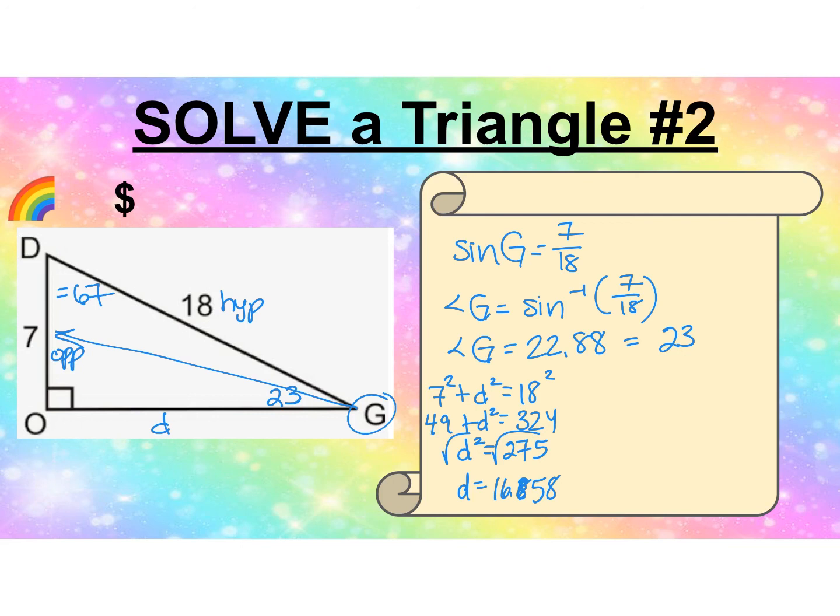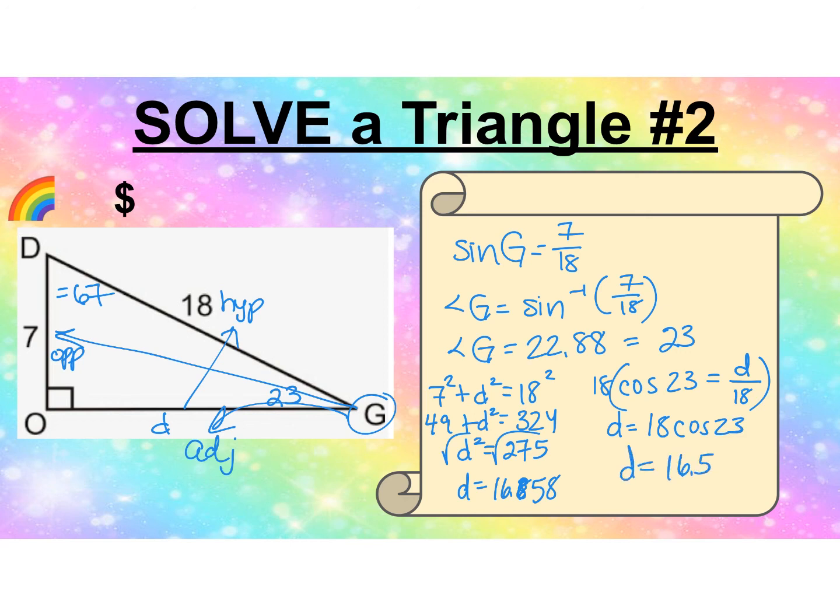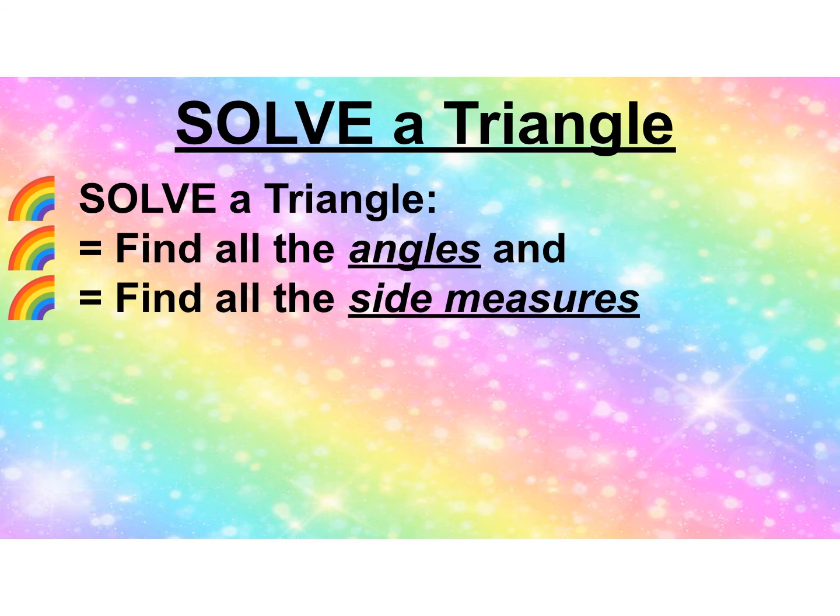Or you could just use cosine. I'm going to go with adjacent and hypotenuse. So I'm going to do the cosine of 23 equals d over 18. Multiply both sides by 18, so d is going to be 18 cosine 23. And d equals 16.57, the same thing. I think that cosine here was easier than the Pythagorean theorem, but that is your option. So we've solved that triangle fully. We found our angles and our sides. So just a reminder that when you're asked to solve a triangle, you need to make sure you know all three sides and all three angle measures. Nice work.